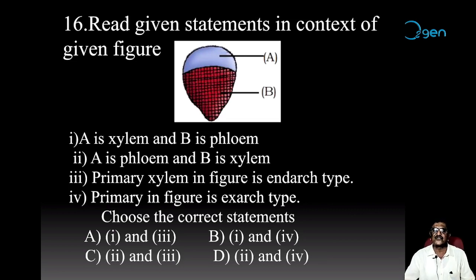A is phloem. Phloem is always towards the margin and xylem is towards the center. So the second statement is correct. Third one, primary xylem in figure is endarch type. Yes, primary xylem is towards the center. It is endarch type. Fourth, primary xylem in figure is exarch type. Wrong. Second and third statements are correct. Hence, option C is the correct one.